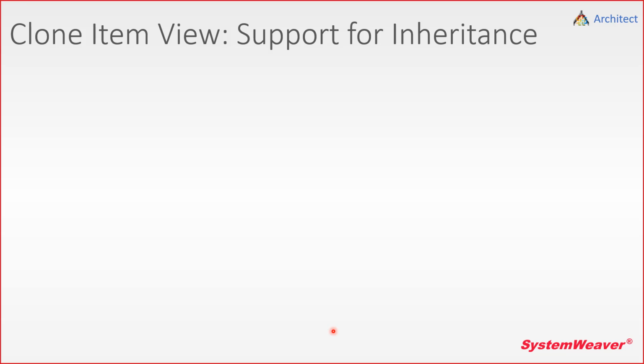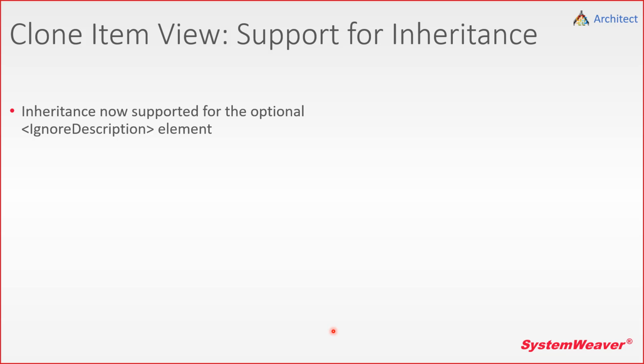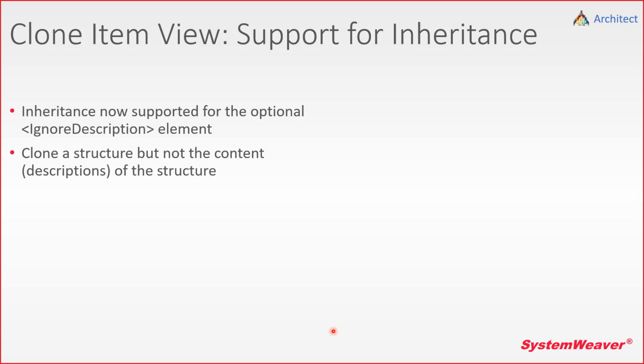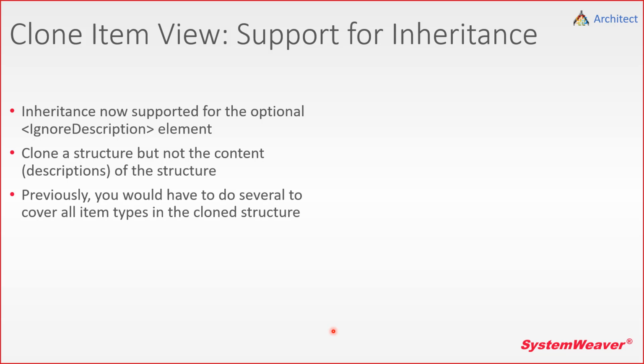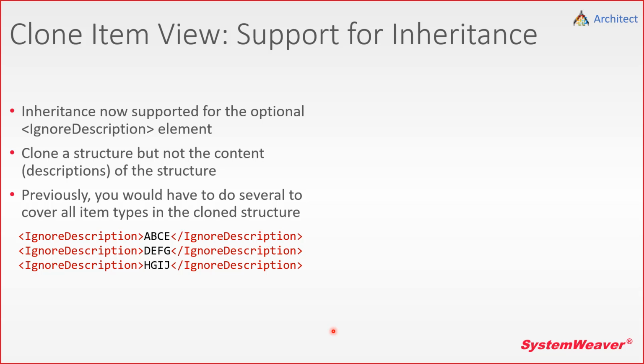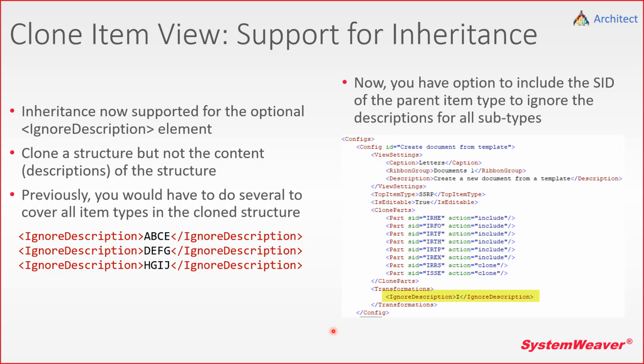Clone item view, we now have support for inheritance for the optional ignore description element. So this means that you could clone a structure, but not the content, the descriptions. Previously you could do this, but you would have to include an ignore description for each of the item types that are in the cloned structure that you wanted to ignore the description for. But now you have an option to include the SID of the parent item type, and it would ignore all the descriptions of the subtype.